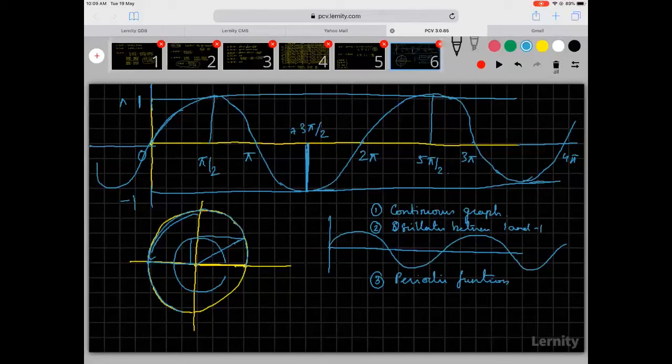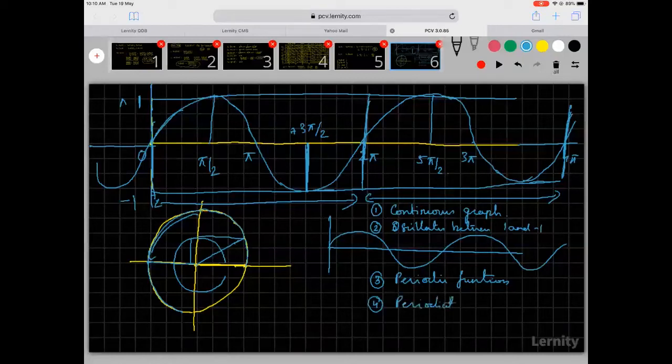And how frequently does it repeat? What is seen here will again be seen here, will again be seen here. So this time interval from here to here is called one period. This time interval from here to here is called one period. So what is the periodicity of the sine function? The periodicity is 2 pi. That is, every 2 pi, it repeats itself. Yes, obviously every 2 pi, it completes one full circle.